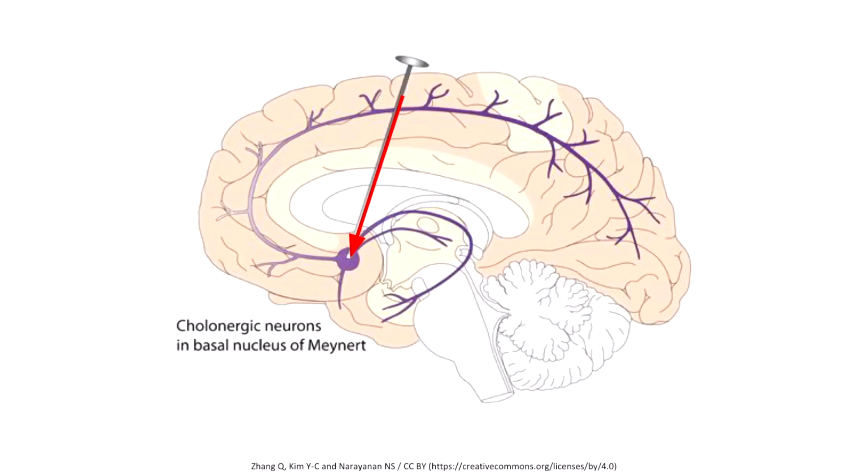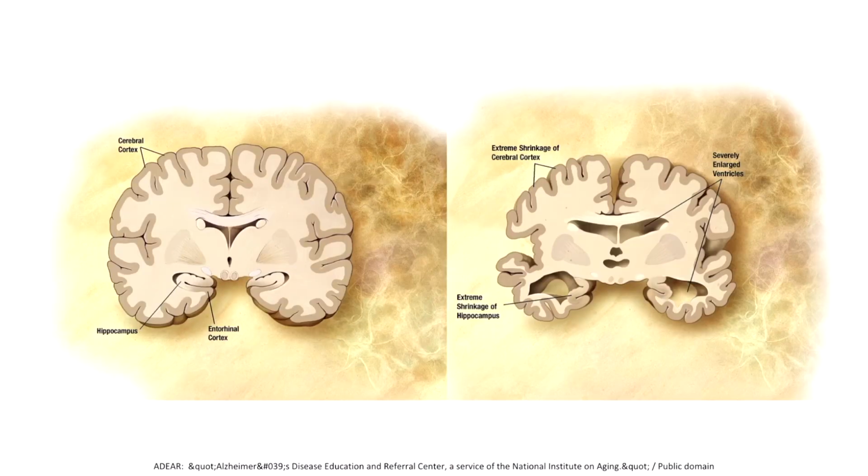Here is an image depicting where the nucleus basalis of Meynert is located anatomically, so right here. Here are two images. The one on the left is a normal brain, and the one on the right is a brain of a patient with Alzheimer's disease. Notice the narrowing of the sulci, for example right here, and widening of the gyri, for example right here.